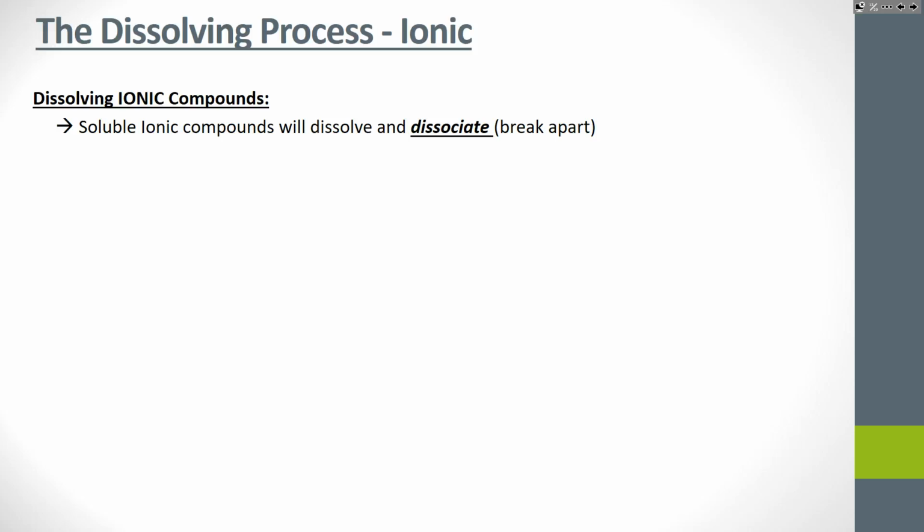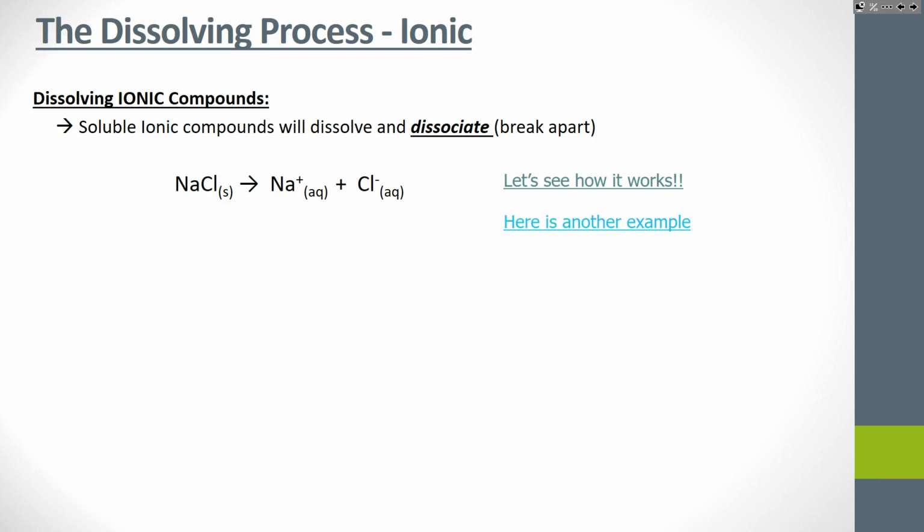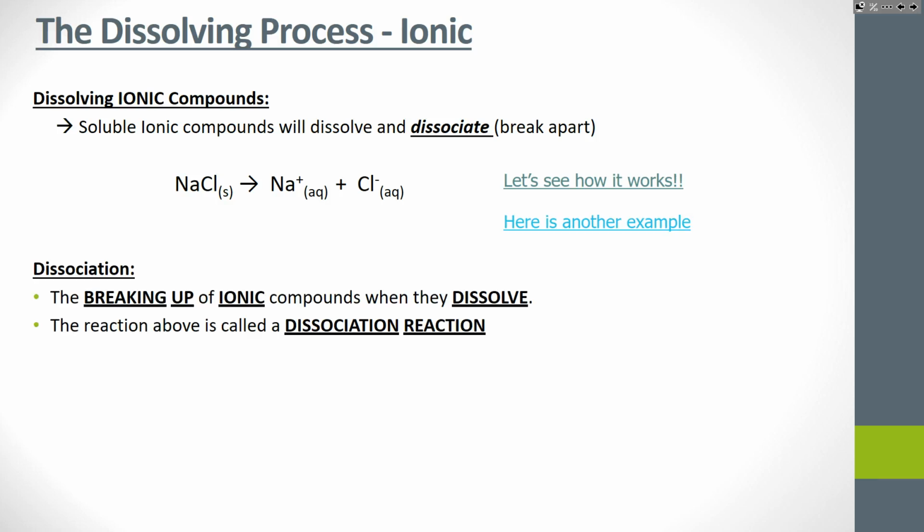Now, when we're dissolving ionic compounds, some compounds will dissolve and they dissociate. English teachers hate it when we say dissociate because it should be disassociate, but dissociate means to break apart. If two things are associated together, they go together. If two things are disassociated, they've broken up. So when salt dissolves, this is what it looks like. It makes Na plus and Cl minus. So what is dissociation? It's the breaking up of ionic compounds when they dissolve. And the reaction is called a dissociation reaction. So I'm going to show you right now a couple little animations of how this works.